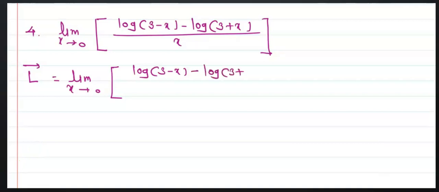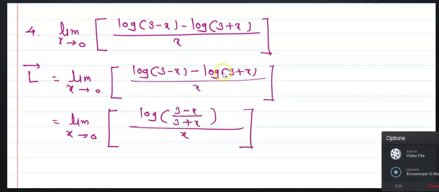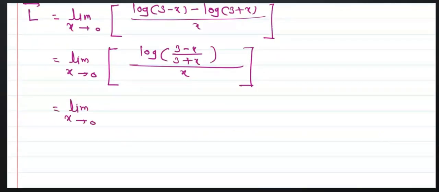I am applying the rules of the logarithm first of all. That is, log of m minus log of n is equal to log of m upon n. This is the first. When there is a subtraction sign between the two logs, then you will get log of (3 minus x upon 3 plus x) and the whole divided by x. Therefore, limit x tends to 0.